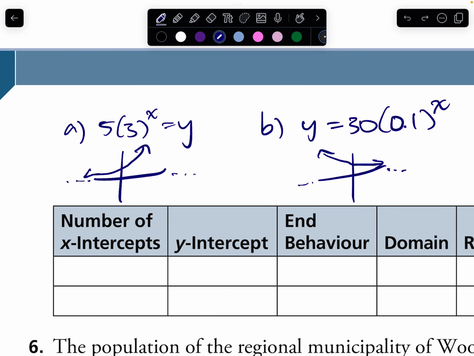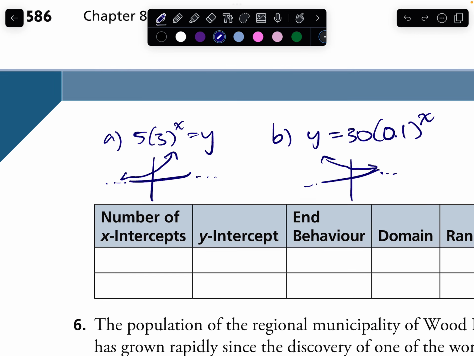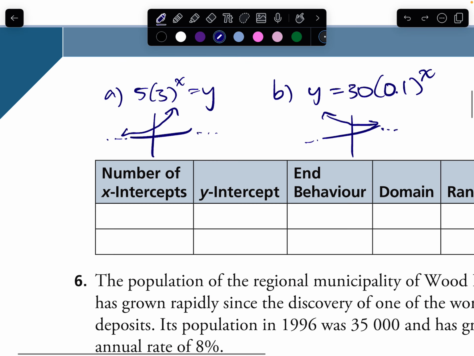And it only has one y-intercept on both of them, and that's going to be at x equals 0. So we can chuck that in right now. Because if you let x equal 0 here, this turns to 1, and then it's 5 times 1. So that's 5. So for A it'll be 5, and for B it'll be 30. My apologies. Okay, number of x-intercepts will be 0 for both of them.